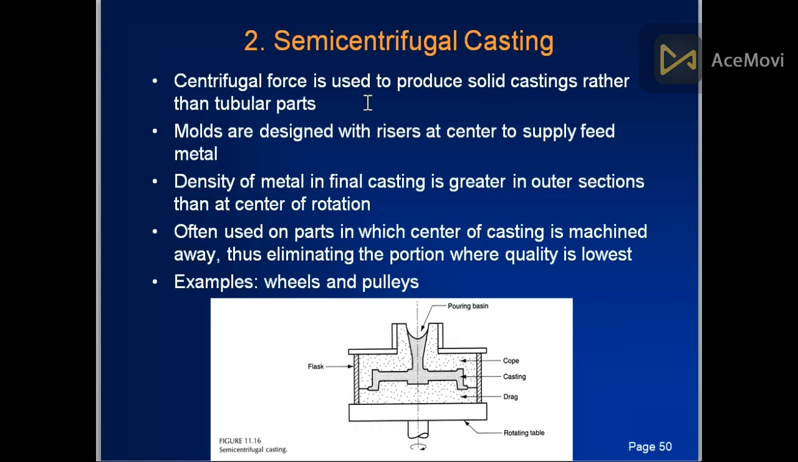In semi-centrifugal casting, this is a kind of die. When we pour the metal in it and rotate the die, half the material comes here due to centrifugal force, and half comes here. Molds are designed with the riser at the center to supply feed metal. The density of the metal in the final casting is greater in the outer section due to centrifugal force. It is often used for parts where the center of the casting is machined away, thus eliminating the portion where quality is lowest. Examples are wheels and pulleys.